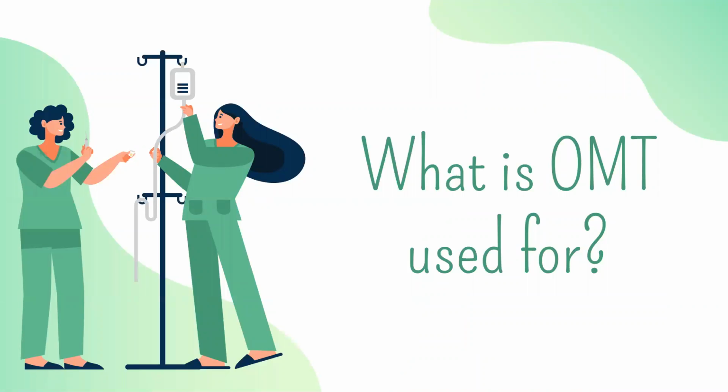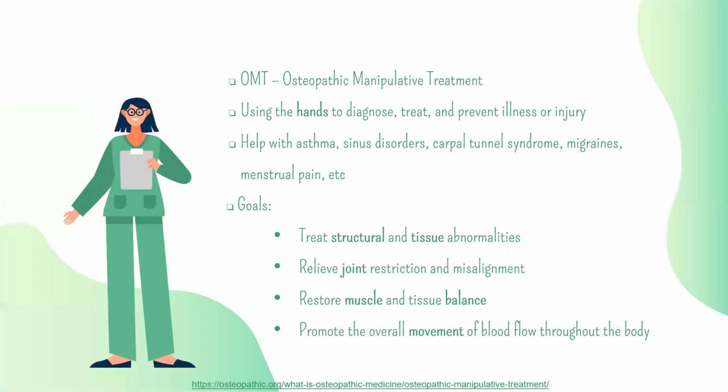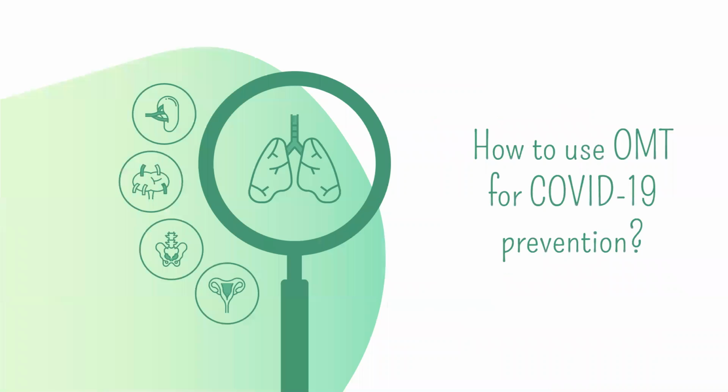So the next question is, what is OMT and what do we use it for? So OMT stands for osteopathic manipulative treatment. As osteopaths are very hands-on, we use hands to diagnose, treat, prevent illness and injury. OMT has also been proven to help with conditions such as asthma, sinus disorders, carpal tunnel syndrome, migraines, menstrual pain, etc. And the main goals of OMT are to treat structural and tissue abnormalities, relieve joint restriction and misalignment, restore muscle and tissue balance, and promote the overall movement of blood flow throughout the body.